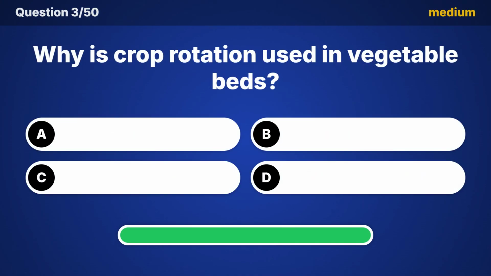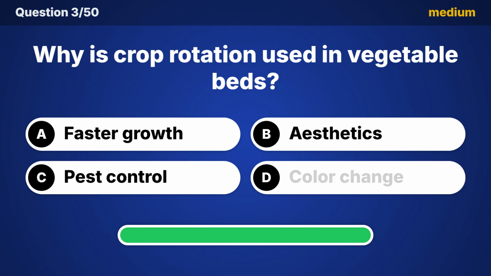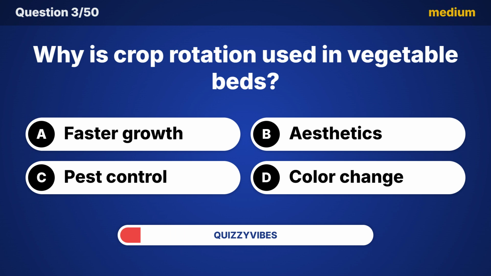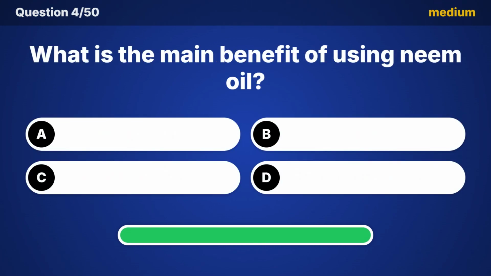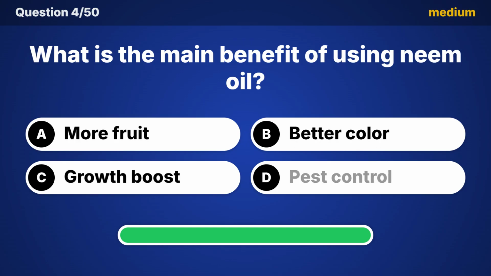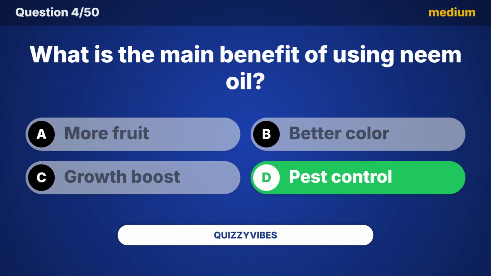Why is crop rotation used in vegetable beds? Time's up. It's pest control. What is the main benefit of using neem oil? The answer is pest control.